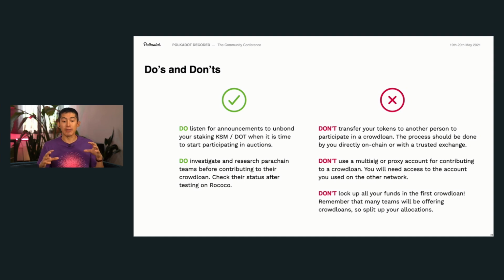It should be done by you directly on chain. And also, you definitely don't want to lock up all of your funds in the first crowd loan. Remember that many teams will be doing crowd loans, and those crowd loans may start at different times. If you lock up all your funds in the first crowd loan, you won't have funds to contribute to the other one. So definitely think ahead of time about the Parachain teams, about the allocations you want to make, and make sure that you're distributing your funds in a way that makes sense and allows you access to all the different opportunities that Polkadot can provide to you.